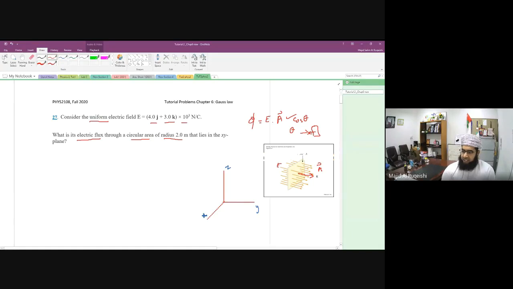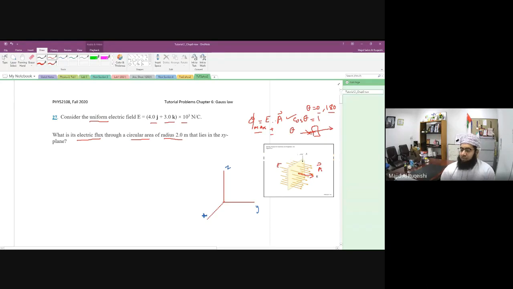If it's like in this case, theta becomes 0 or 180, depending on whether the lines are coming from inside or going out. Sorry, cosine 0 is 1. It's not 0. This is the maximum that we can get, so we can call this one the max. The maximum result may be positive or negative, depending on the angle that we are taking.